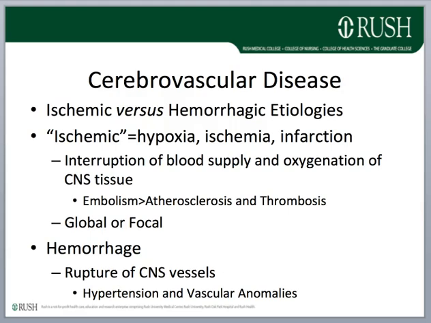Hemorrhage results from rupture of CNS vessels and deprives the supplied brain of oxygen through that mechanism. Common etiologies include hypertension and vascular anomalies such as aneurysms and malformations. These will be discussed in separate chalk talks.